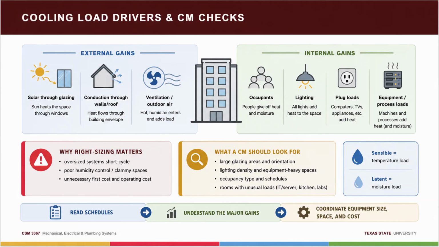100 LED light fixtures? Sensible. Lights make heat, not moisture. Outdoor air pulled in on a muggy August afternoon? Both. And heavy on the latent, which is the whole Gulf Coast problem. A pot of water boiling in a break room? Latent, mostly. It's pumping vapor straight into the air. A row of computer servers? Sensible. Electronics are dry heat.